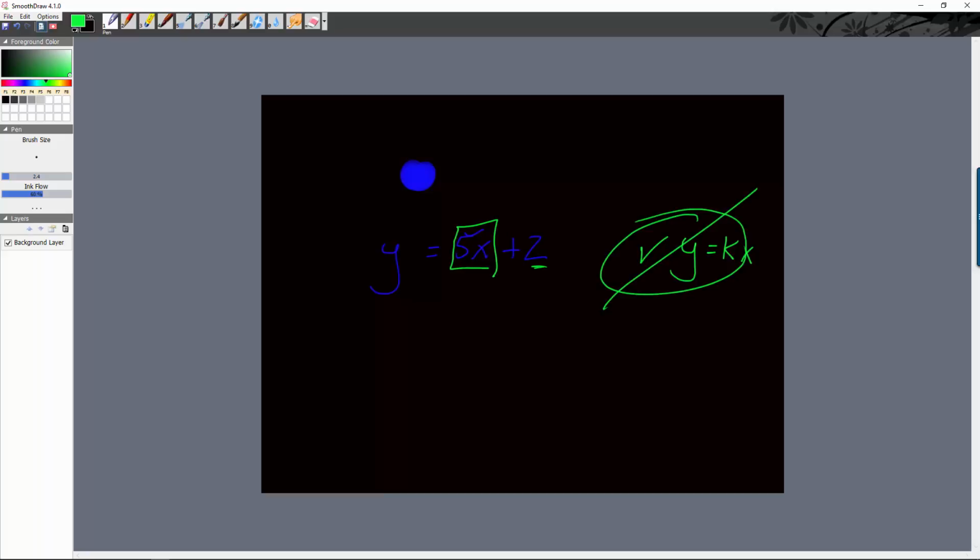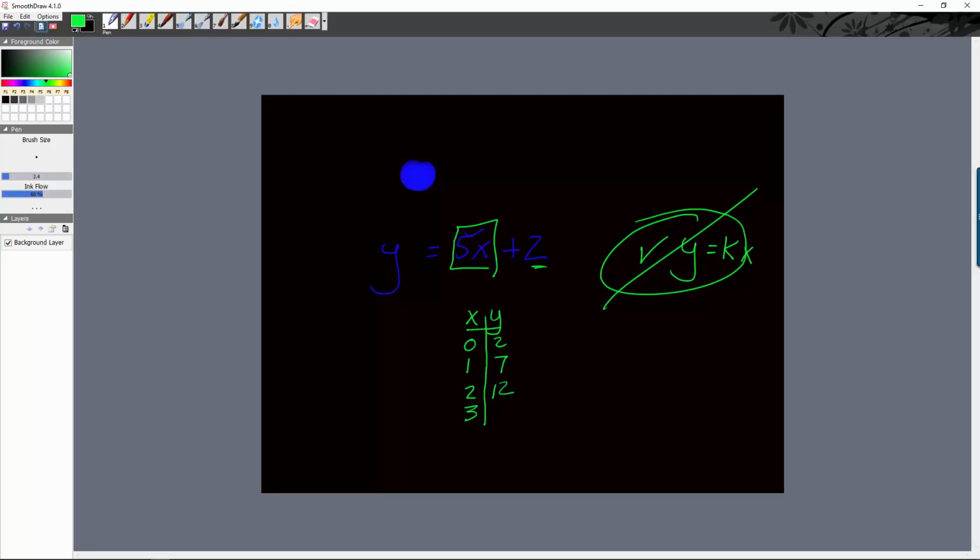And I want to show you what this one looks like as opposed to the last one that I showed you. So if I go here and I go x and y, and I plug in a 0, 5 times 0 is 0, plus 2 is 2. So that's my y term. If I plug in a 1, 1 times 5 is 5, and then 5 plus 2 is 7. If I plug in a 2 for my x, 2 times 5 is 10, plus 2 is 12.